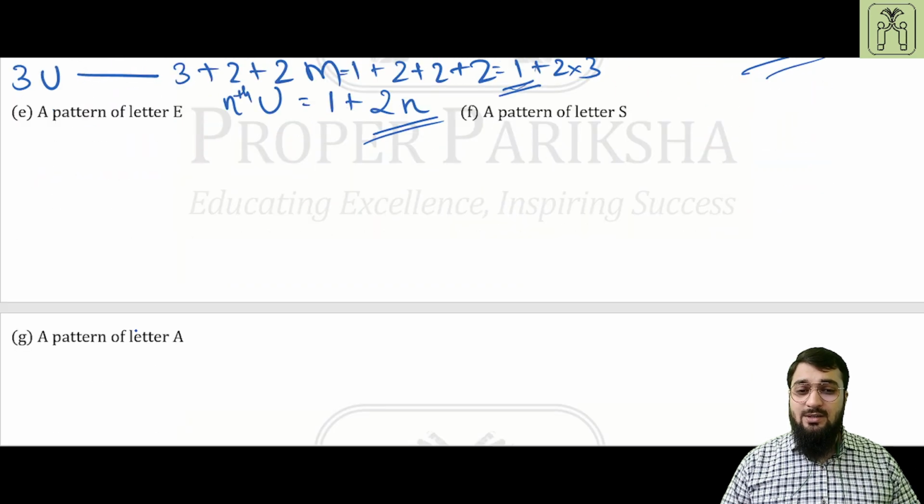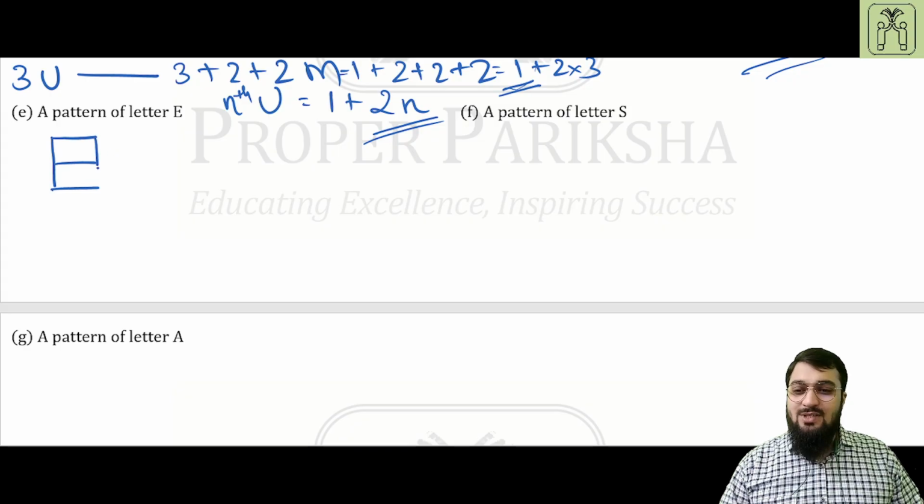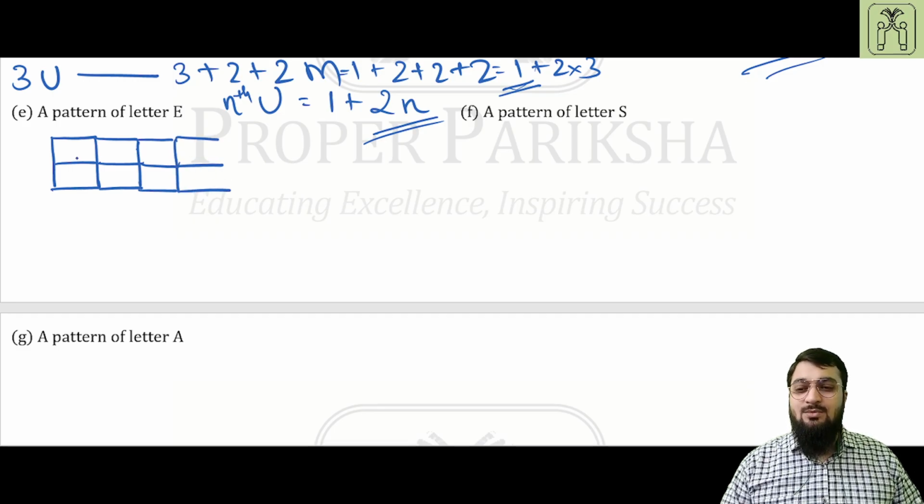Pattern of letter E, pattern of letter S. Okay, let us come to that also. If we write E, what is the pattern that we see? We see that there are no common matchsticks used between either of the Es. The only thing is that they are joined with each other at the corresponding adjacent vertices.